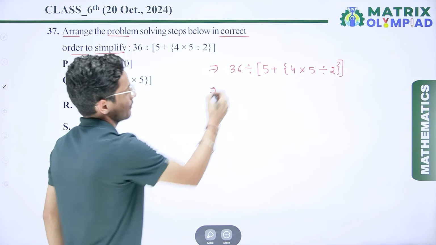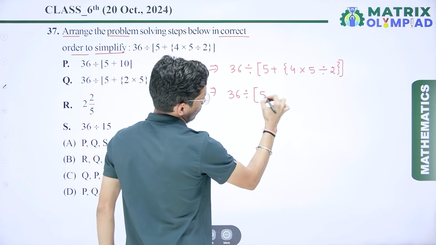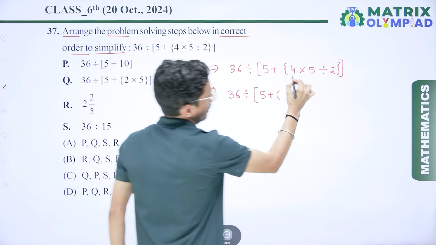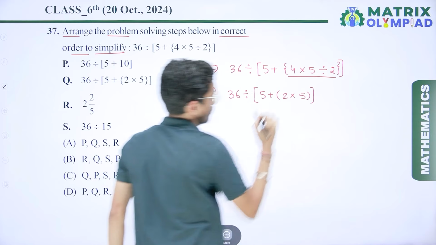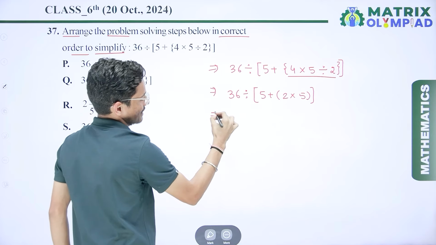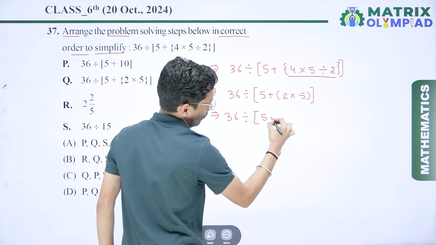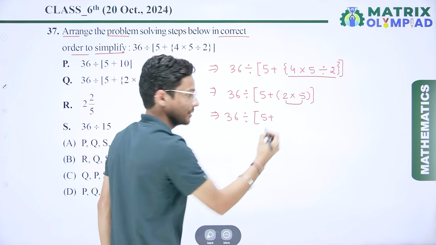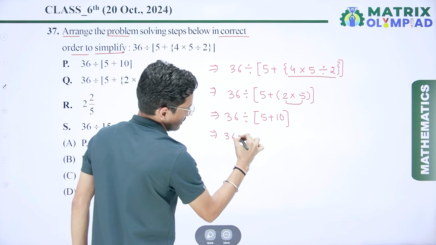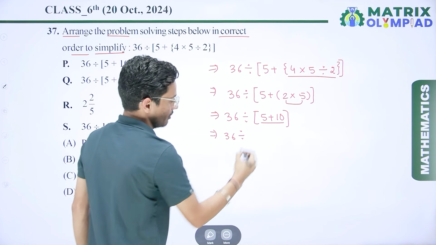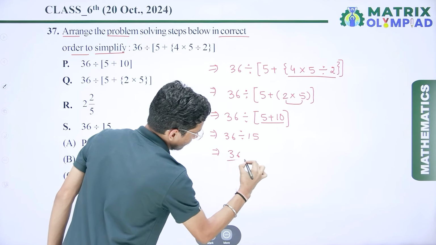For this curly bracket, first 36 divided by 5 plus, if I solve here, I get 2 multiplied by 5. Now we have to solve this bracket. So I can say 36 divided by 5 plus 5 twos are 10. So here I get 10. Now 36 divided by 5 plus 10 is 15. So simply I can write 36 divided by 15.